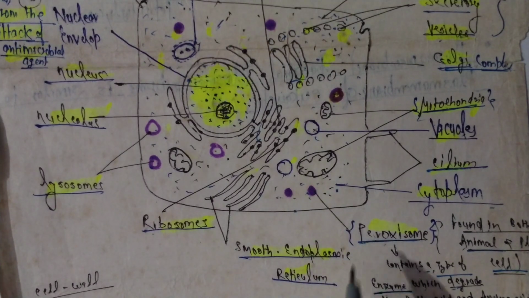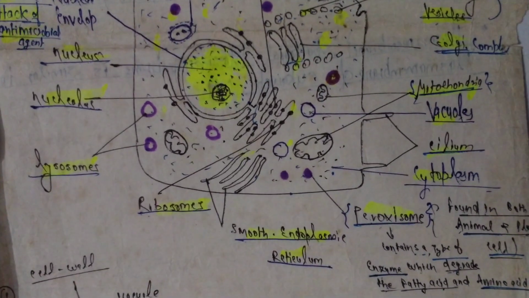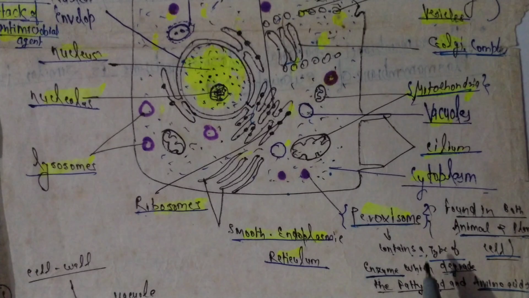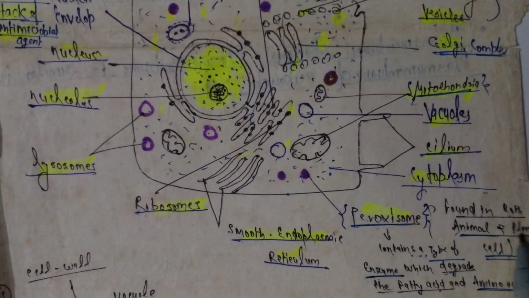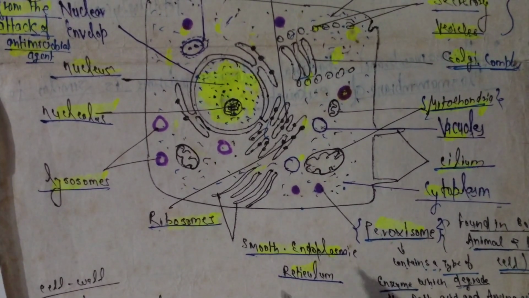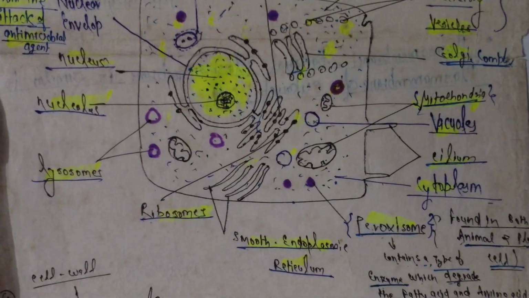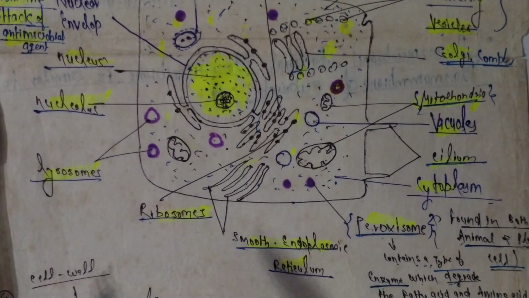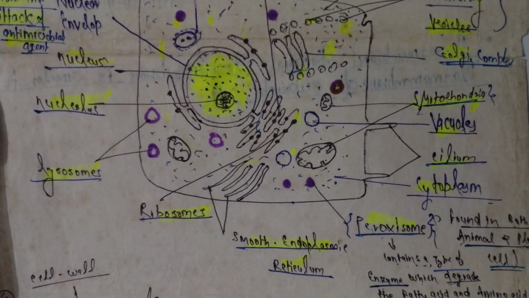This is known as the peroxisome. As we have already indicated, peroxisomes are found in both plant and animal cells and contain a type of enzyme that degrades fatty acids and amino acids. And this is known as the smooth endoplasmic reticulum. It is known as smooth endoplasmic reticulum because no ribosomes are attached over the surface of the endoplasmic reticulum.